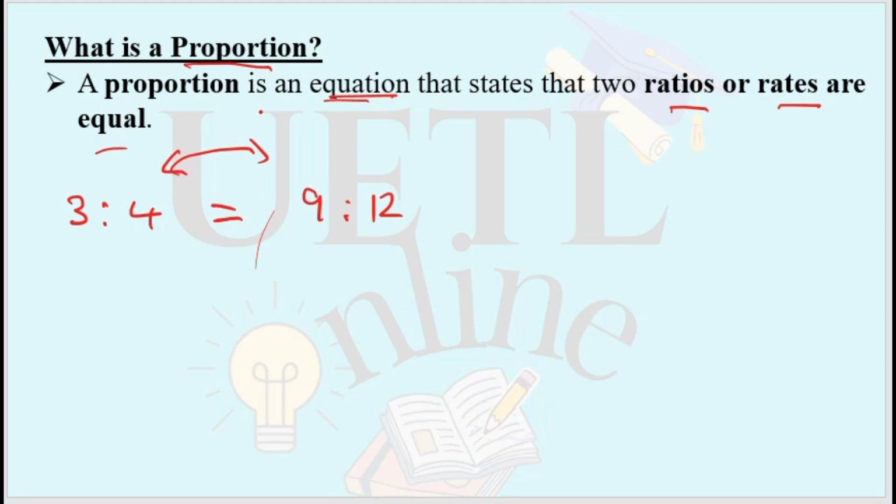A proportion is an equation that states that two ratios or rates are equal. Let's say you're comparing speed in kilometers per hour. You can say it's equal to a certain distance in meters per minute or in meters per second. This comparison is a proportion. Now let's see the worked examples on ratios, rates, and proportions.